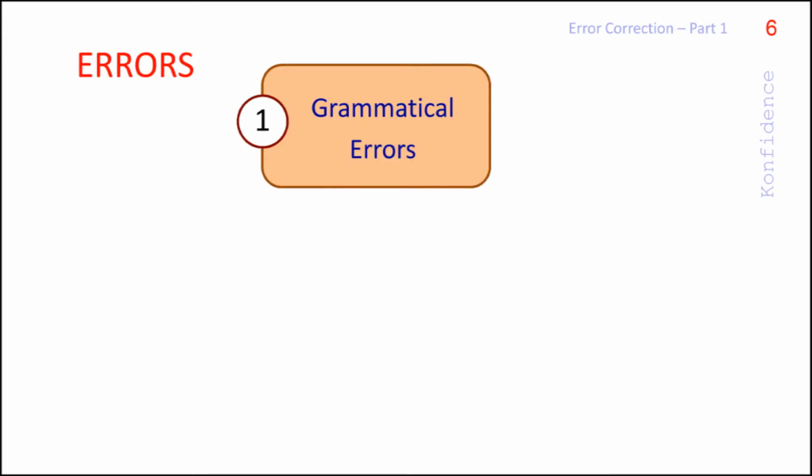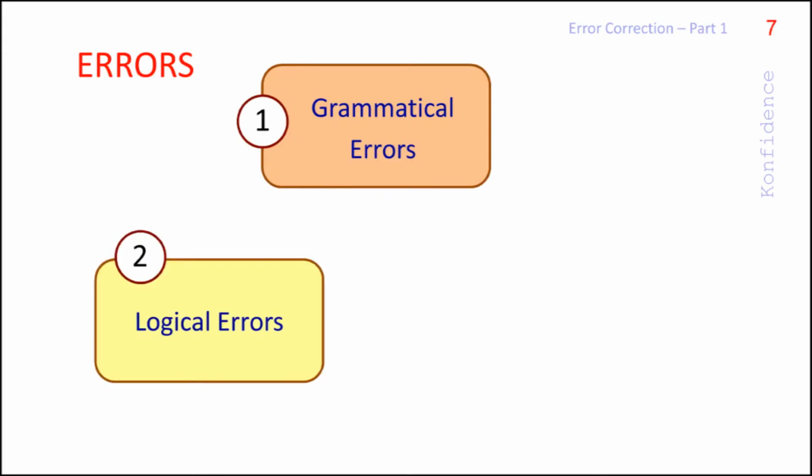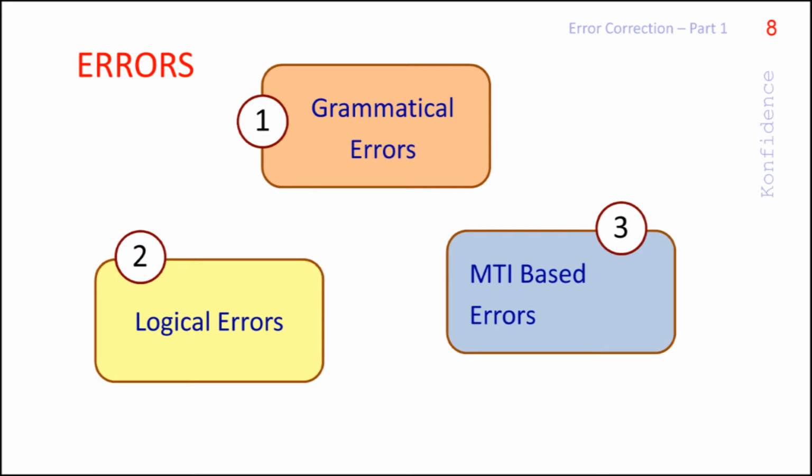In order to speak or write English perfectly, we must have a detailed knowledge about various types of mistakes. Well, there are three categories of errors in English. They are grammatical errors, logical errors, and errors caused by mother tongue influence. A serious student of English should identify, understand, and overcome these errors.